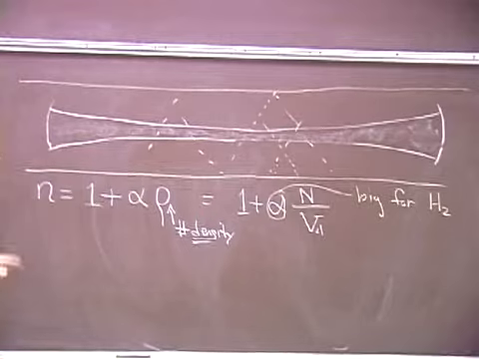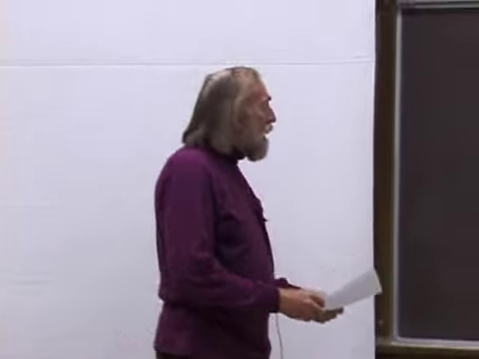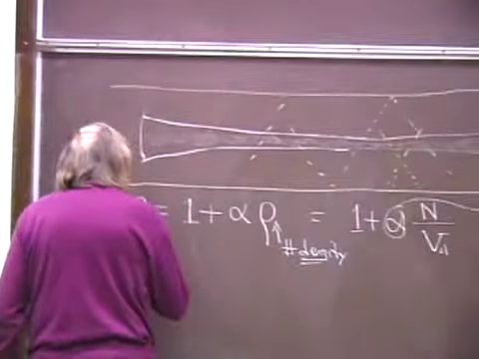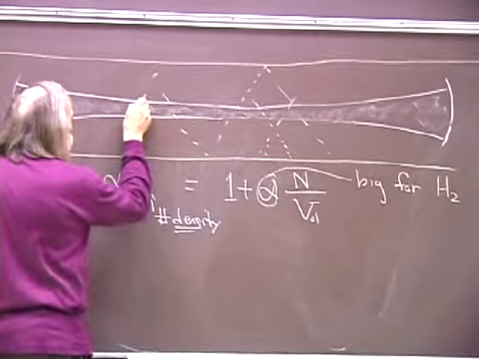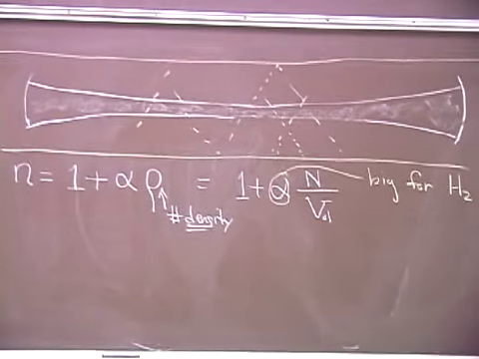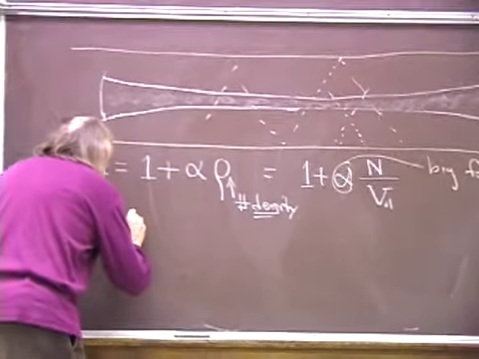So let's assume that these are hydrogen molecules. Then an important issue is the amount of time that it takes for a hydrogen molecule to move through the light beam. Let's call that tau star, the time in the beam.